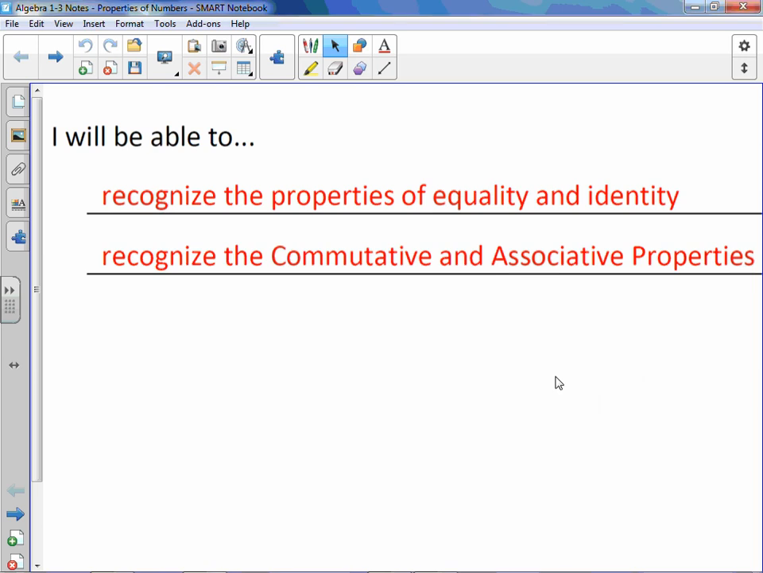Algebra, Unit 1, Lesson 3, Properties of Numbers. You will be able to recognize the properties of equality and identity. And you will also be able to recognize the commutative and associative properties.